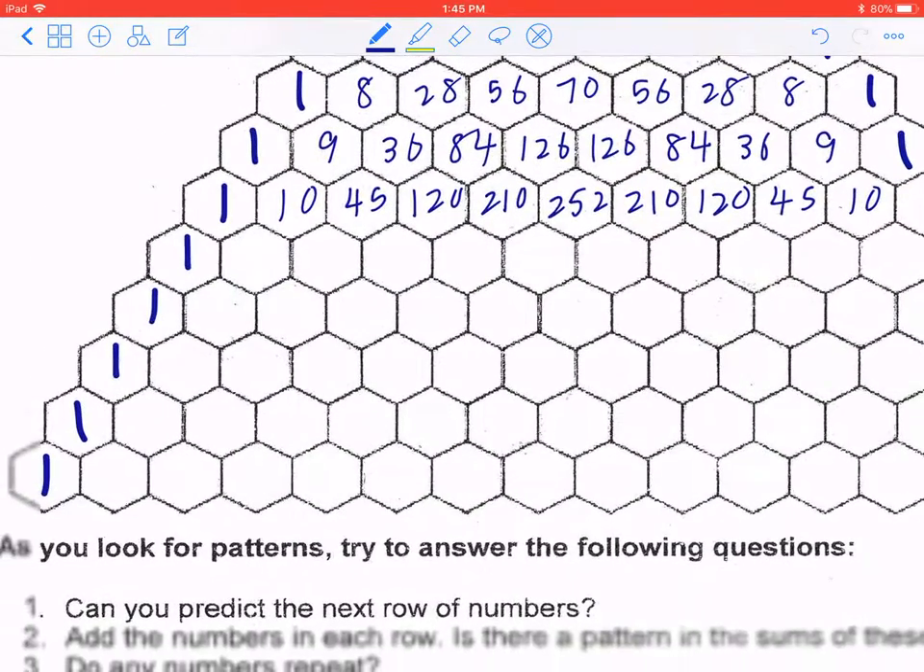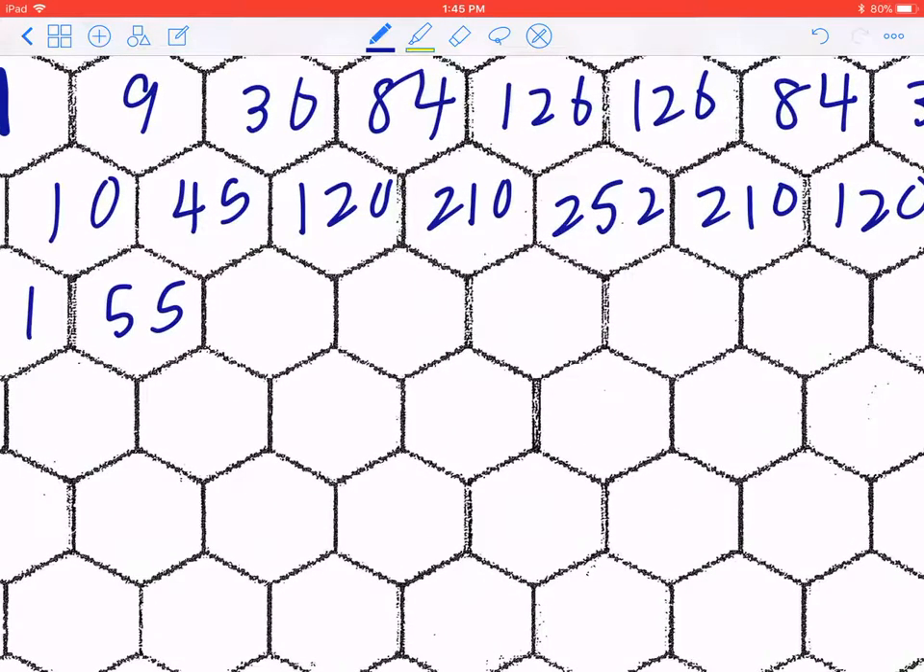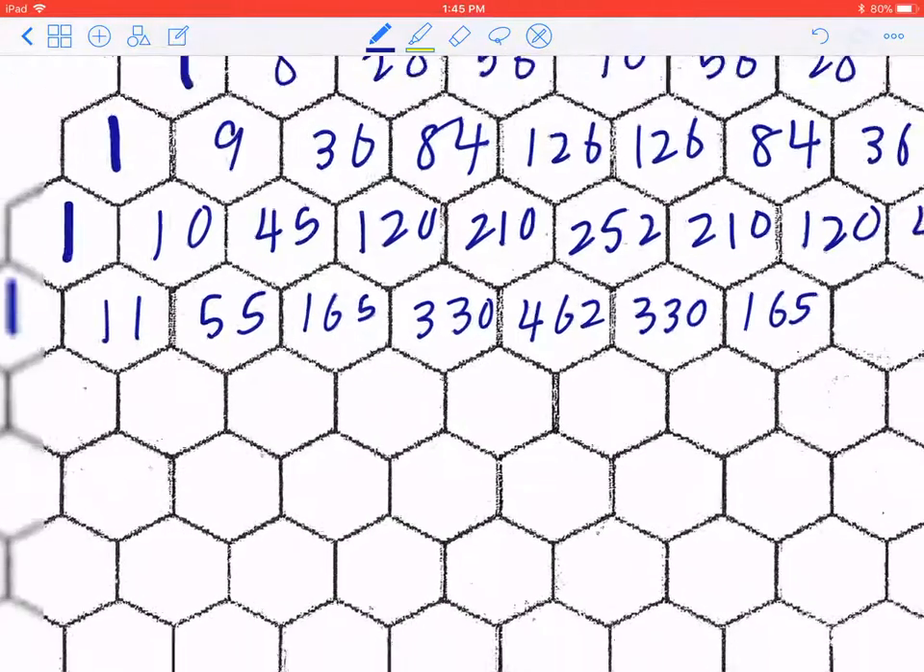Now, let's keep going. There are 16 rows, but we'll get to row 15. So this is going to be 11, 55. Let's zoom in so you can see a little bit better. 165, 330, 462, and again, the same numbers on the other side.